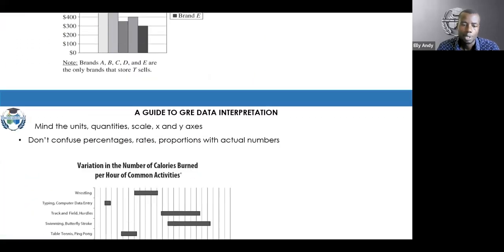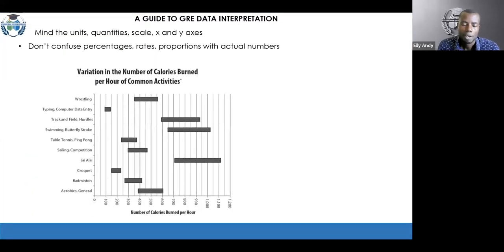Yes, and maybe here we have another chart that can also help us understand why we need to pay attention to everything when it comes to data interpretation charts. Like here, take a few seconds to study this chart.